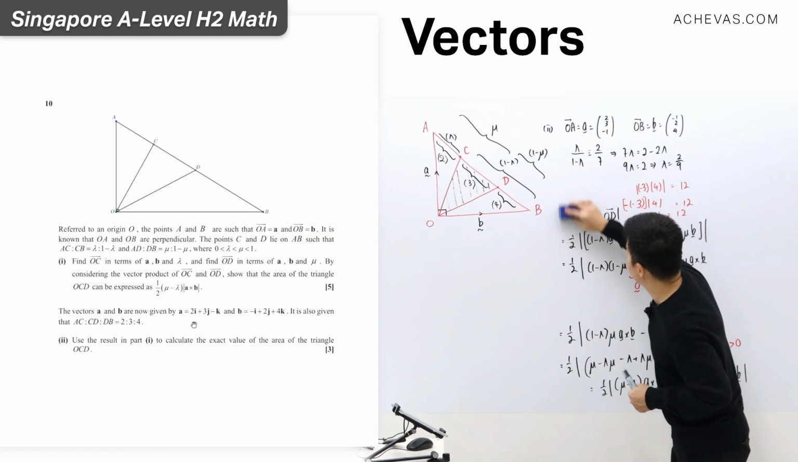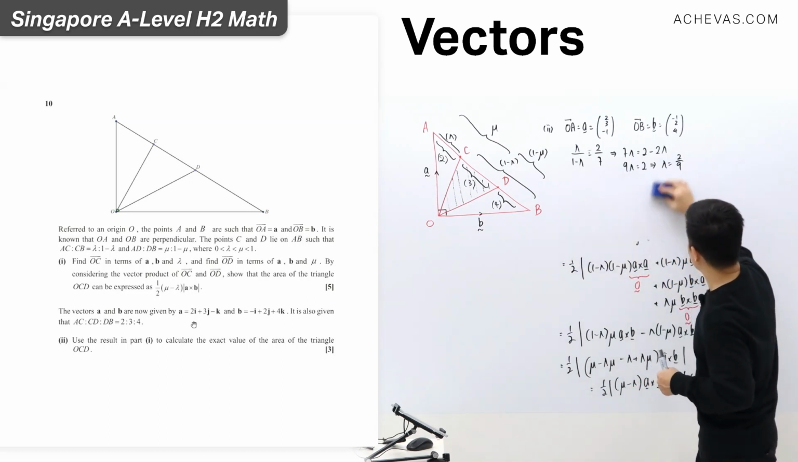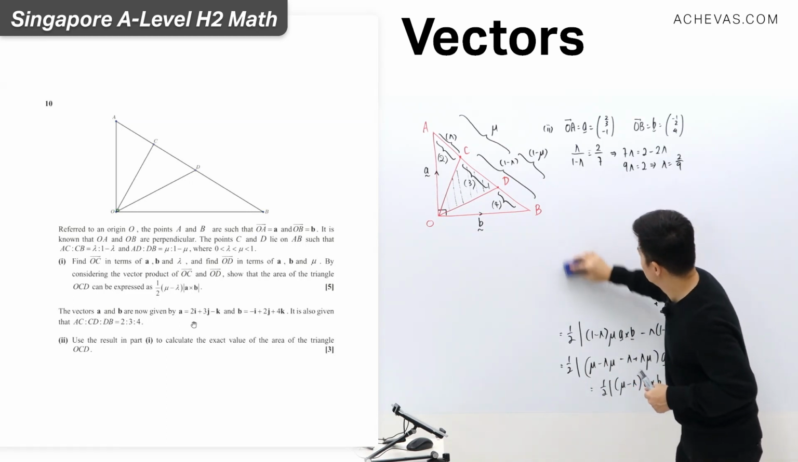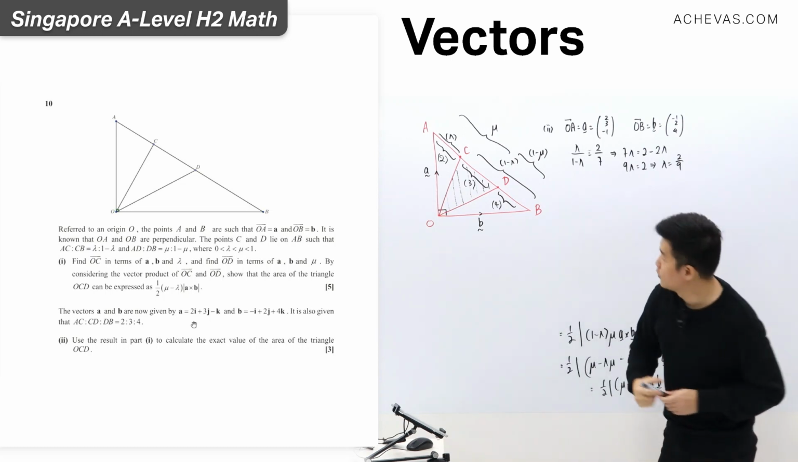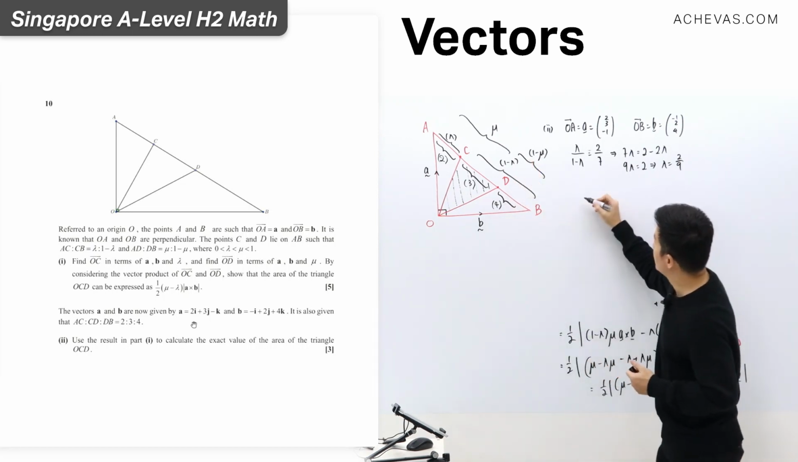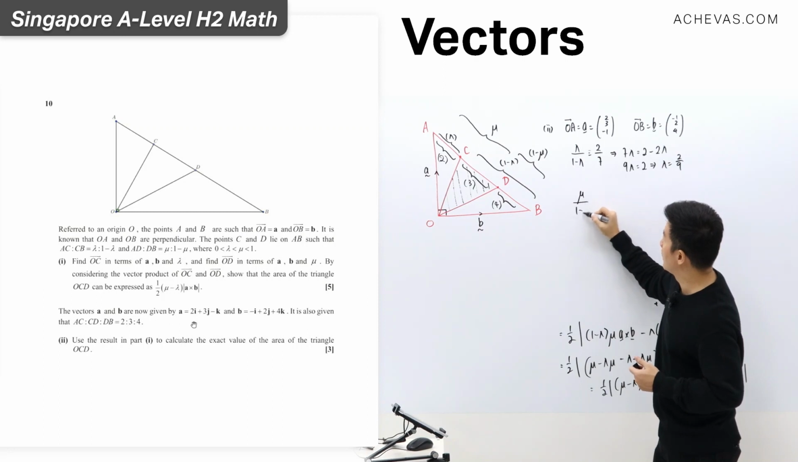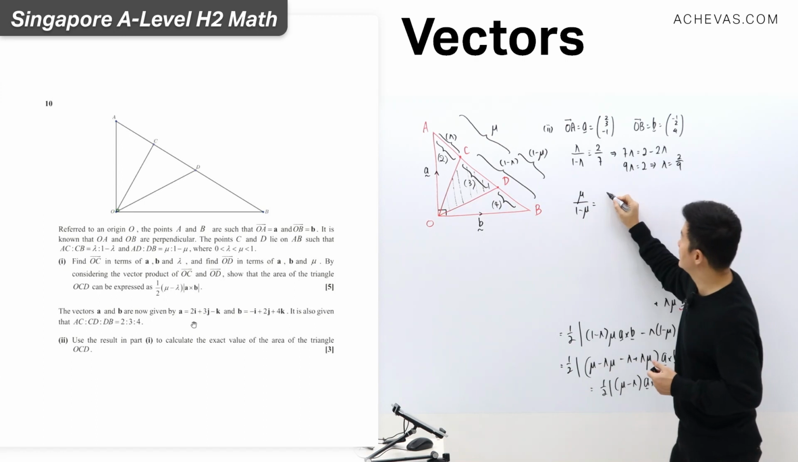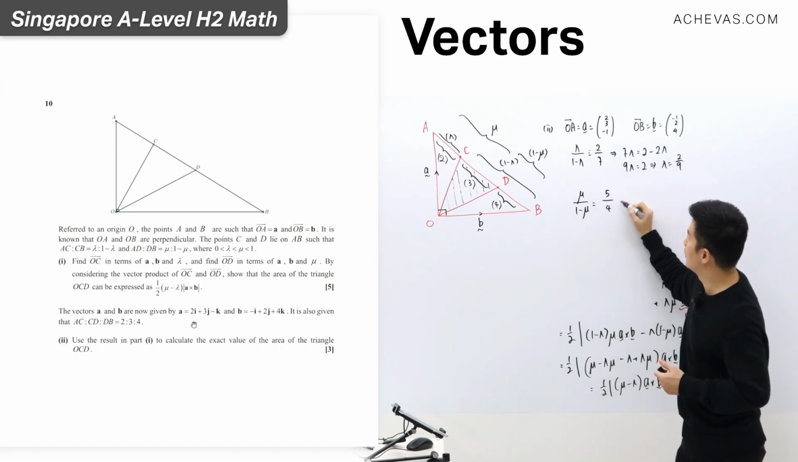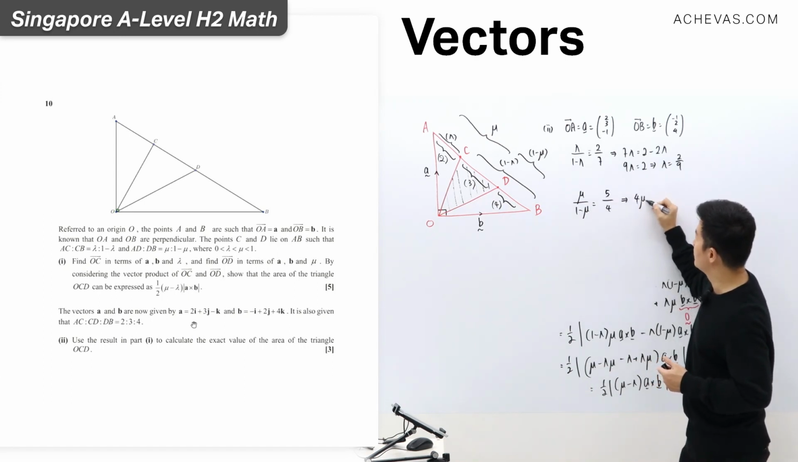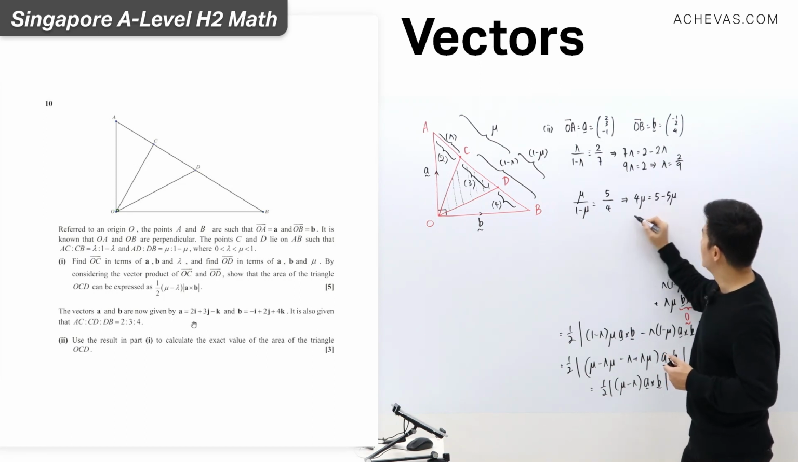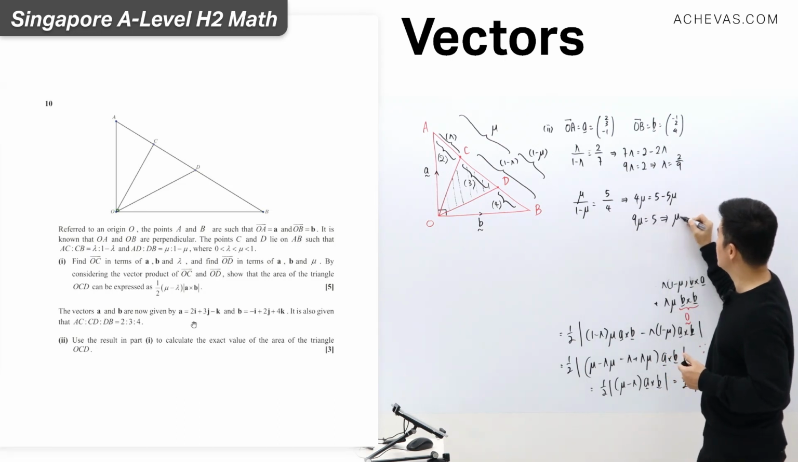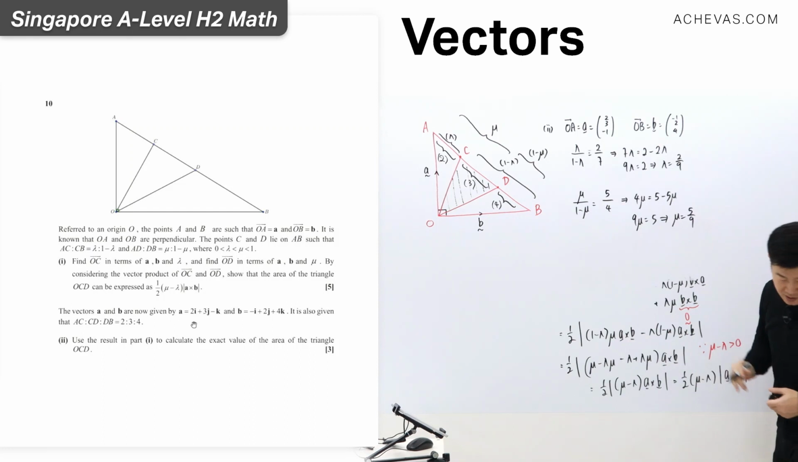I can do the same thing for mu. If I reference it to mu, we have mu over 1 minus mu. This is going to be equal to 2 plus 3, over 4, which is 5 over 4. So this tells me that 4 mu is equal to 5 minus 5 mu, which means that 9 mu is equal to 5. This tells me that mu here is equal to 5 over 9.